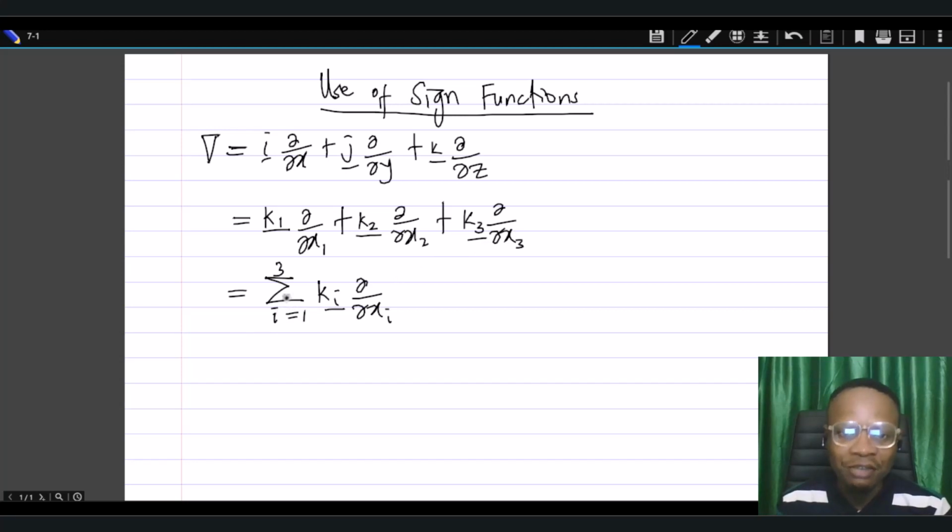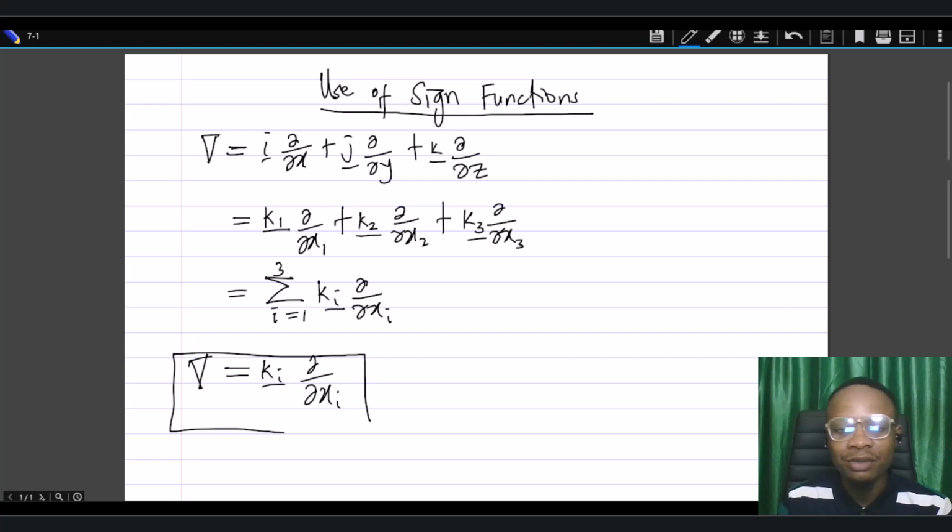And by Einstein summation convention, since we know that we're dealing with vectors in three-dimensional space, by default i should run from 1 to 3. And we can see that this subscript is repeated. That is, this is i right here, and this is another i right here. So we can let go of this summation symbol and just say that nabla is equal to ki del xi. And that is our definition of nabla here by Einstein's summation convention.